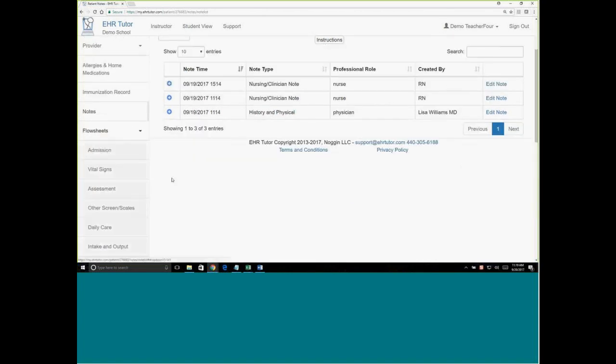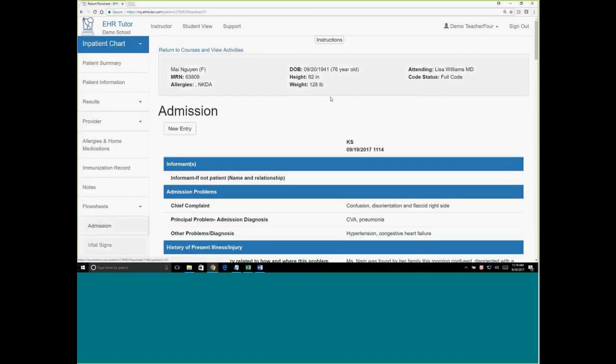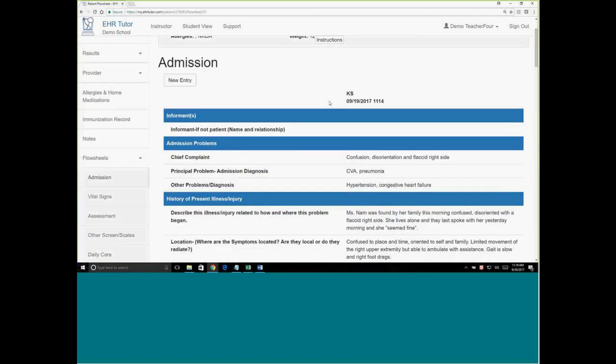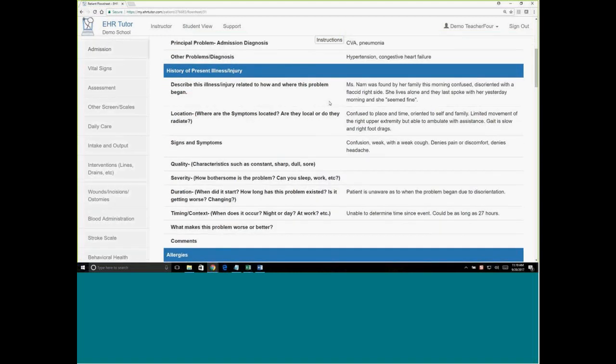Flow sheets, we can go in here. We could look at all the admission information, or if you were doing this as a simulation or in a skills lab, the students can actually go in on a chart and enter information related to an admission. So it can be used in multiple ways. People use this in simulation, where the students can chart what they're doing. They use it in skills lab to chart all of their skills, and they use it in clinical for students to put information and care plans in.